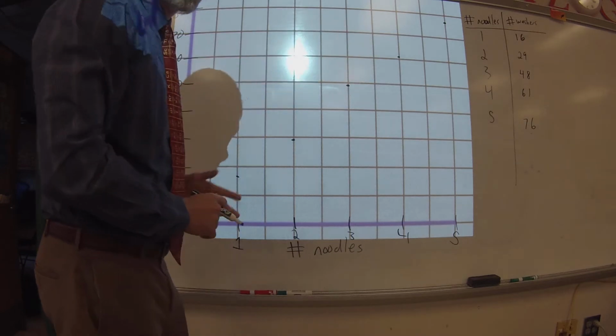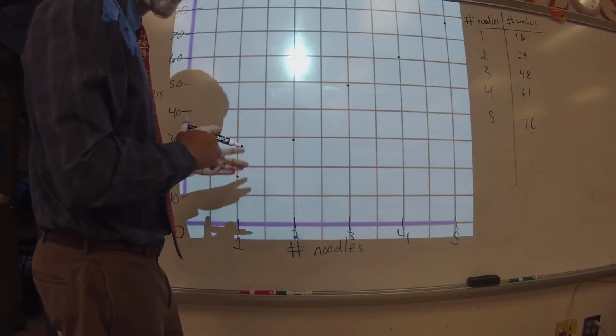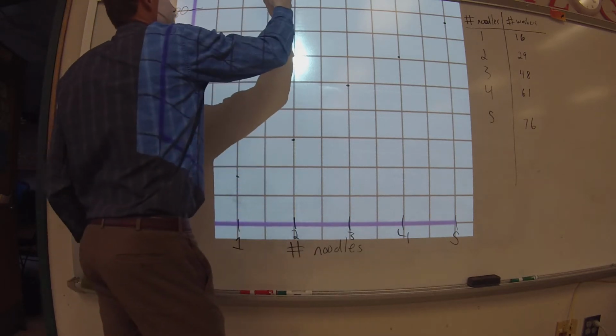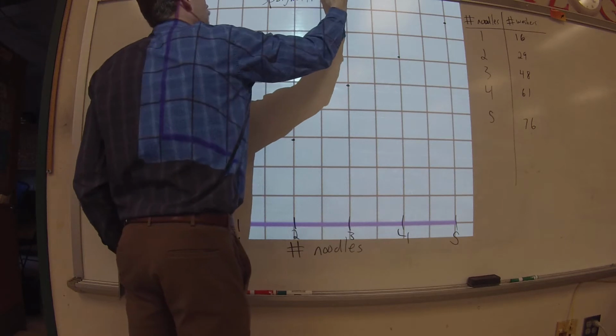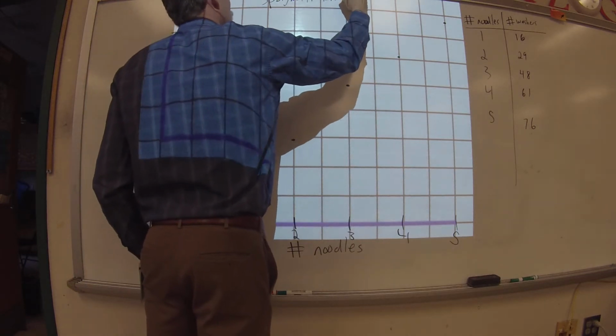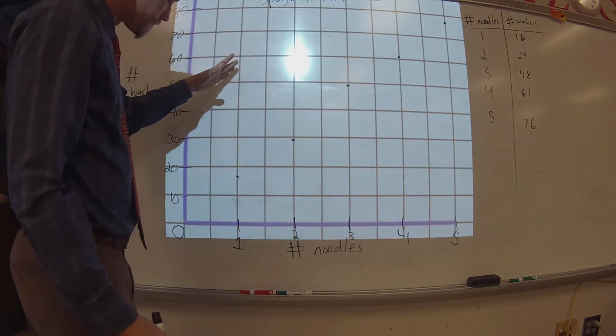The last thing we need to do in order to make sure that we've got a good graph is make sure we've got a title. Okay, so we've got our title.